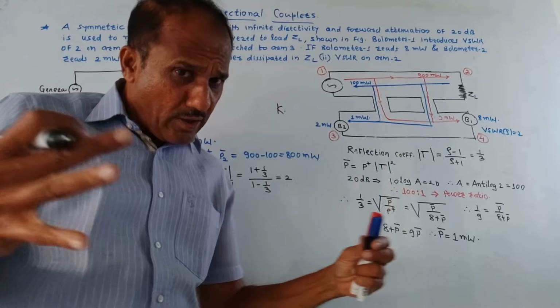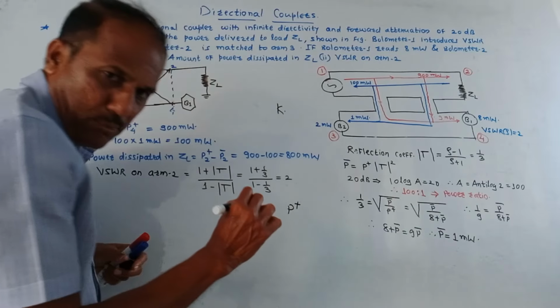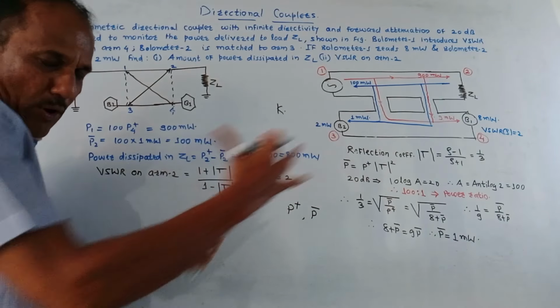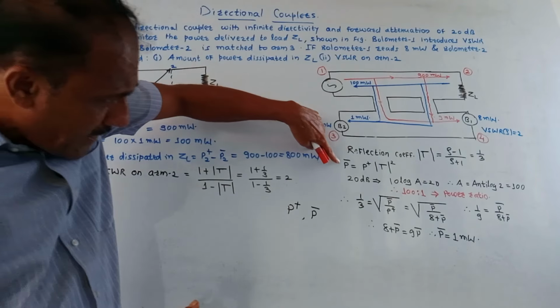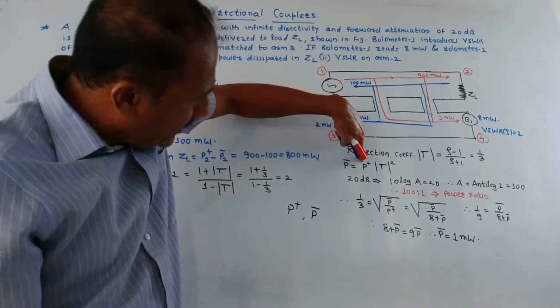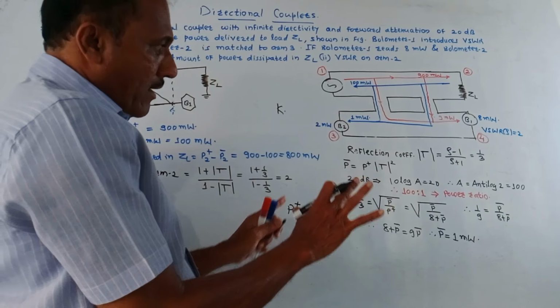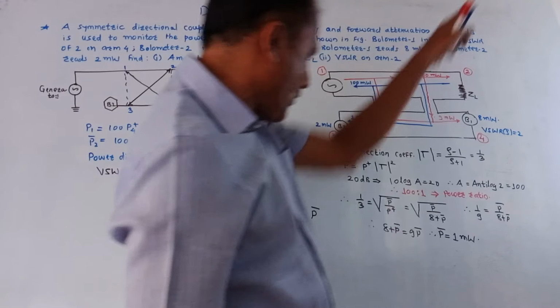Now, there are two important parts. P plus indicates incident power and P minus indicates reflected power, which is in the backward direction. These two powers are related as P minus, that is reflected power, is equal to P plus, incident power, times mod of reflection coefficient square.